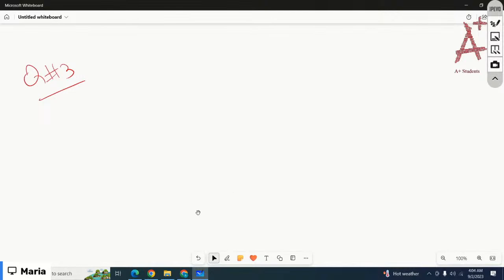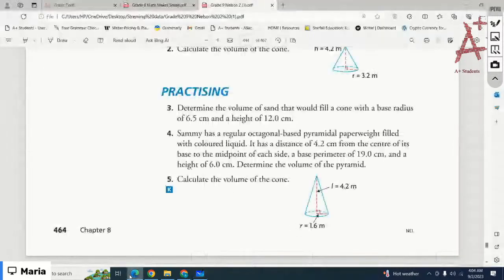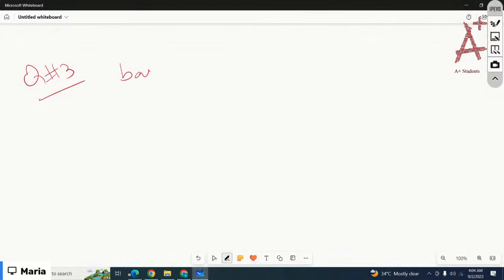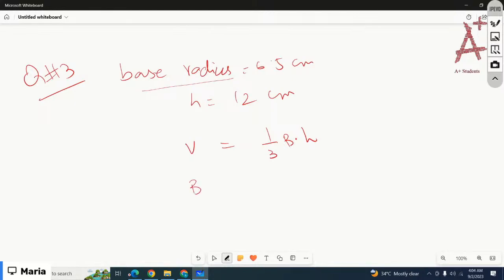Okay, so given, let me just write. Base radius is 6.5 centimeter and height is 12 centimeter. Right, so we have to calculate the volume. The formula we're going to use is V equals 1 by 3 base times height, right? First of all, we have to calculate the base, that would be pi r square. So pi is 3.14, r is 6.5 square.